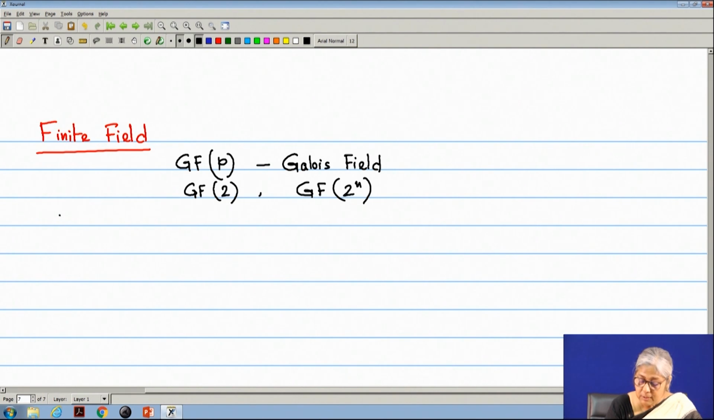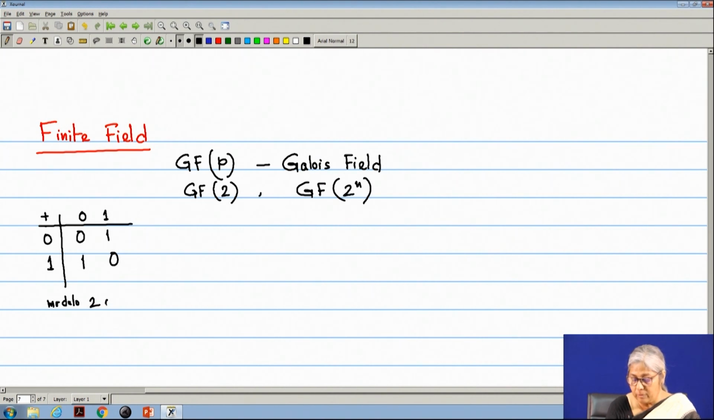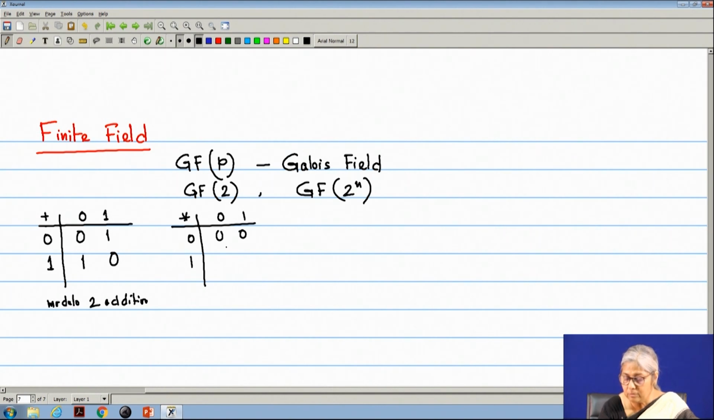So, GF2 will be of 2 elements only, 0 and 1. If I take modulo 2 addition, 0 plus 0 is 0, 0 plus 1 is 1, 1 plus 0 is 1, and 1 plus 1 becomes 0. So, it is nothing but our XOR, the modulo 2 addition. Similarly, I can write the modulo 2 multiplication, 0 times 0 is 0, and 1 times 1 is 1. So, this is my modulo 2 multiplication.